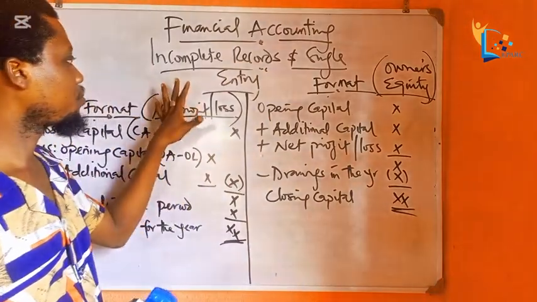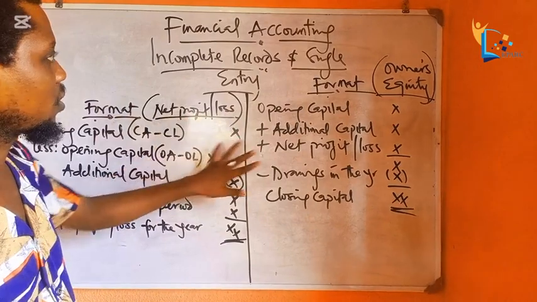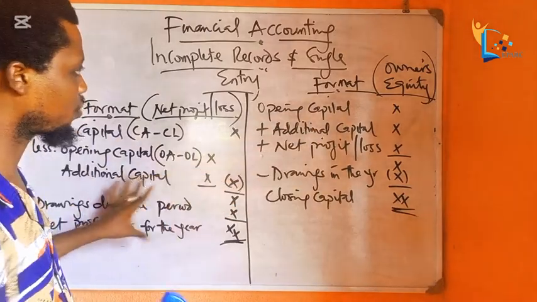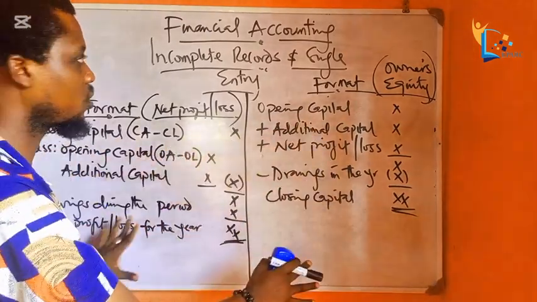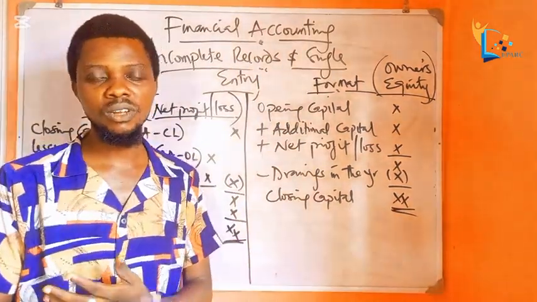Okay, now I believe you're seeing what is on the board, the format for net profit or loss, the format for owner's equity. Now, before I explain these things you're seeing on the board, let me give us a background of what incomplete record is all about.